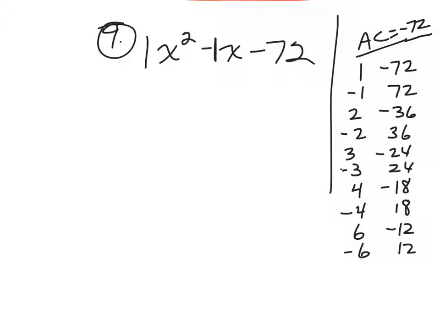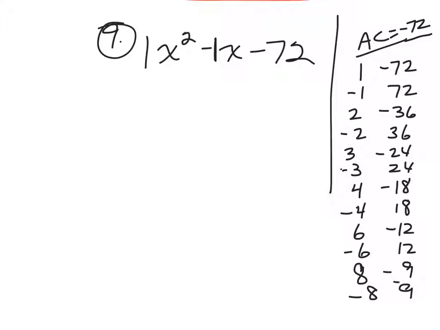6 and negative 12 is negative 6. Negative 6 and 12 is positive 6. Neither one of those is negative 1. That's not it. Try 7. 7 doesn't go into 72. Try 8. 8 goes into 72 9 times. So 8 and negative 9, or negative 8 and 9.